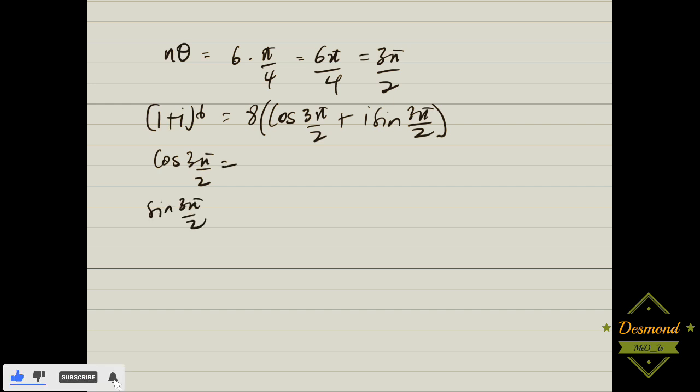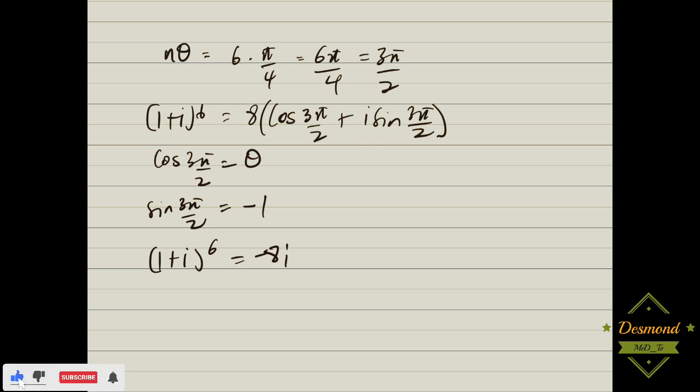So what is the answer for this? This one should be 0. When you input it into your calculator, you should get 0. And when you input sin 3 pi on 2 into your calculator, you should get -1 as well. Now we are done with that. Therefore, (1 + i)^6 is equal to -8i. And this is our answer for (1 + i)^6 using the De Moivre theorem.